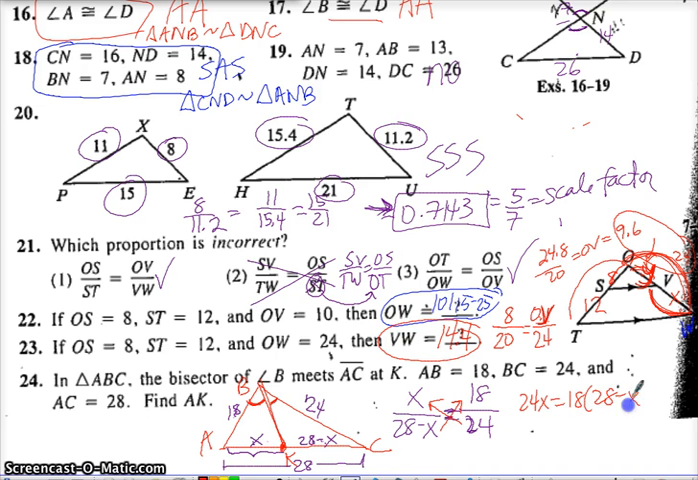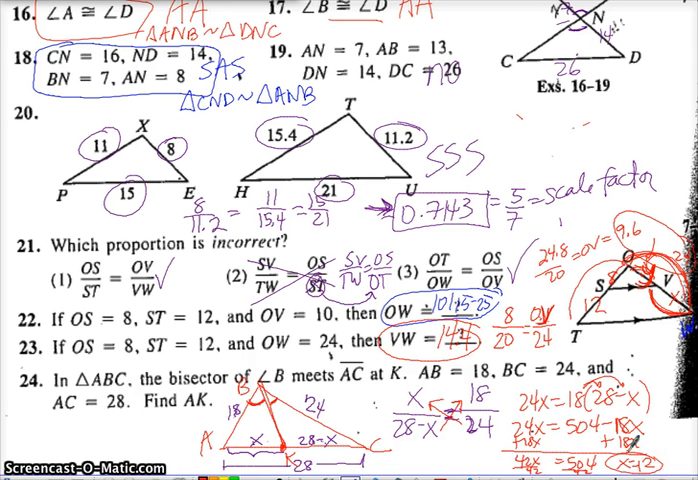I need to distribute my 18. So let's see, what is 18 times 28? I get 504 minus 18x. I add 18x to both sides. So 24 plus 18, and then I divide that. So I divide each side by 42. So what do we get? 504 divided by 42 is equal to 12.